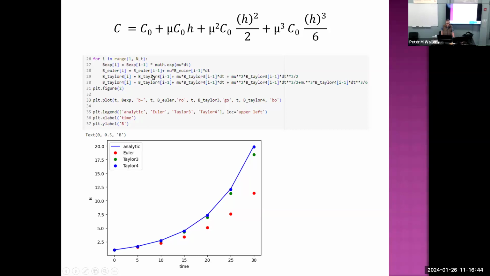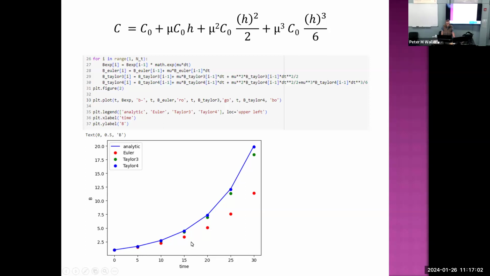Then you can see that the three-term Taylor series is the Euler solution for the first 2 terms, but then we just add one more term for the 3-term Taylor series. And then we have the 4-term Taylor series with just one more term.